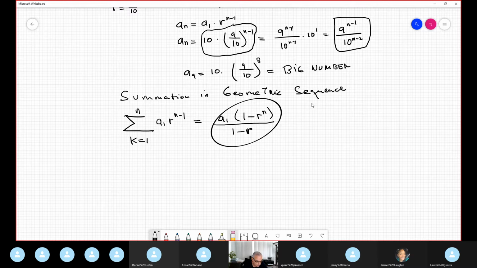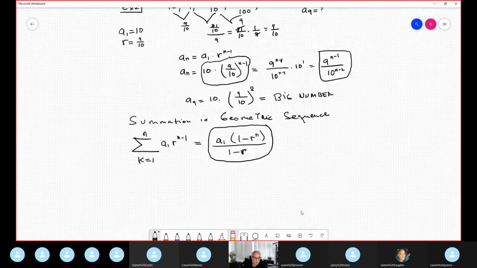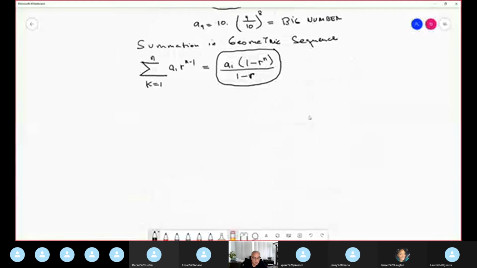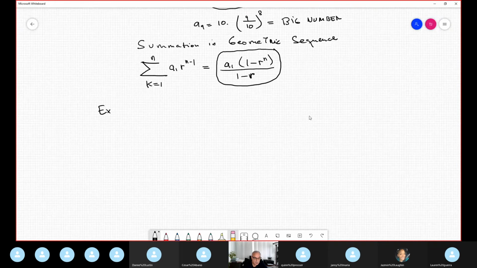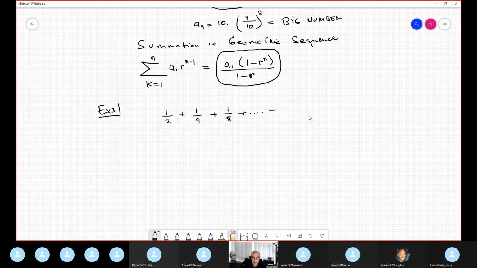For example, let me try one example of the summation. Okay, look. This is the number example 2, 3. Example 3. Example 3 now I include summation. Suppose find this. 1/2 plus 1/4 plus 1/8 plus, bam, plus 1/2 raised to the n power.